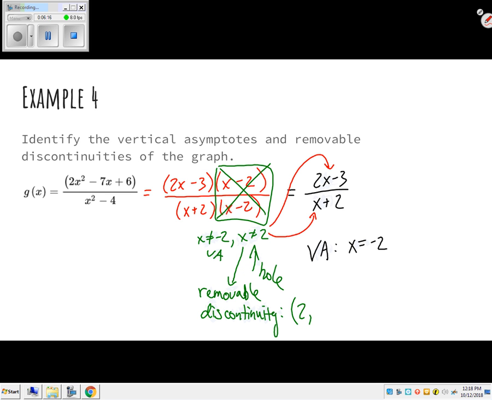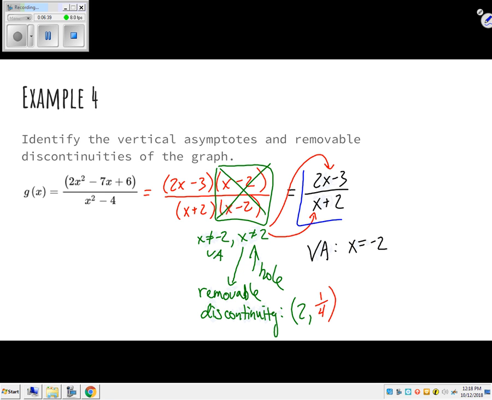But if I plug in a 2 for the top, that gives me a simple 1. And if I plug in a 2 in the bottom, 2 plus 2, last I checked, was 4. So the removable discontinuity, where I'm going to hole punch my graph, is at the point (2, 1/4). Okay? I know that seems weird, so here is a little bit of why this works.